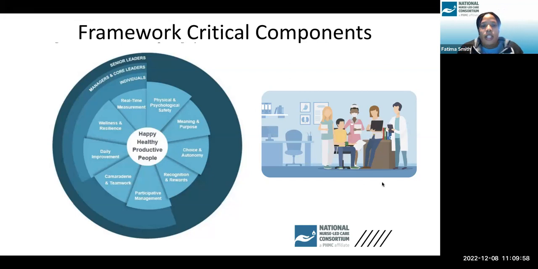The 3 outer rings of the framework show who is responsible for these components. Senior leaders are responsible for all 9 components. Managers and core leaders are responsible for 5 components, and individuals for 3 components. The responsibilities depicted are meant to help leaders assess and plan for ongoing development of behaviors and systems at all levels that we can improve on.